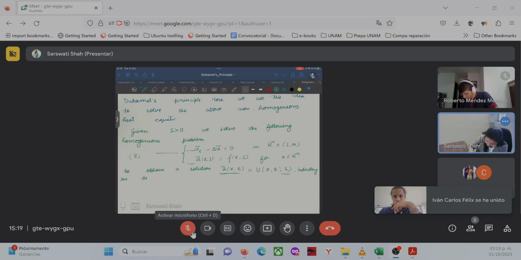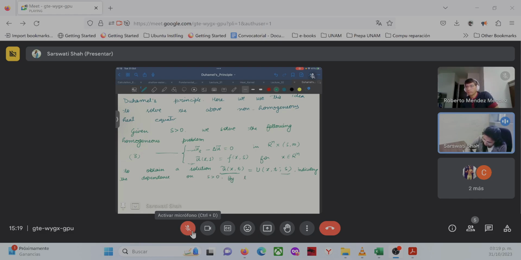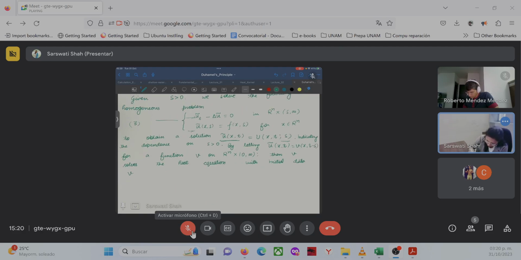Indicating the dependence on s greater than 0, by letting u tilde x comma t equal v of x comma t minus s for a function v on Rn cross 0 comma infinity, we then solve the heat equation with initial data v of x comma 0 equals f x comma s.